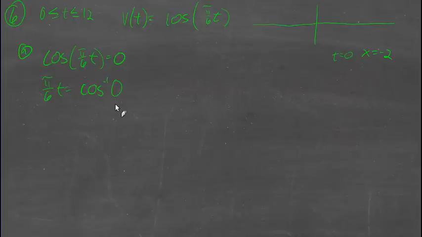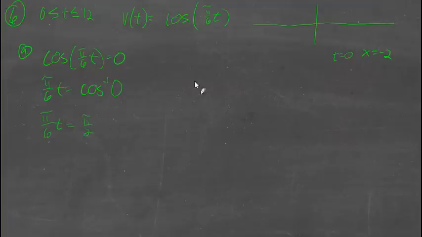Okay. Really what we're trying to find is what angle has a cosine of 0, but it could be any angle that makes this equation true, right? We want to find all the values of t between 0 and 12 that make this equation true. So the inverse cosine of 0, or the angle that has a cosine of 0, is pi over 2.